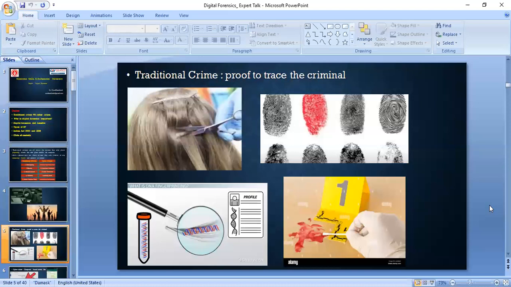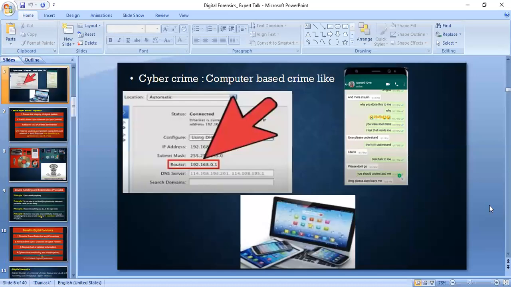So these are some traditional crimes in which different types of proof, or evidence, play a very important role in finding out who the criminal is. Now, in the case of cyber crime, your WhatsApp chat, your router information, and your network connections may be hacked very easily, which is computer based. So this is cyber crime in day-to-day life. We use such examples, which are based on computers and require the internet, under the category of cyber crime.